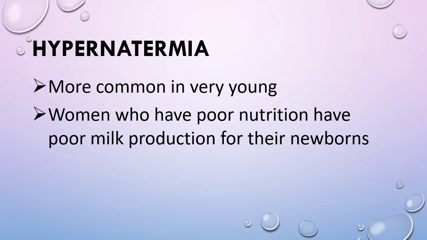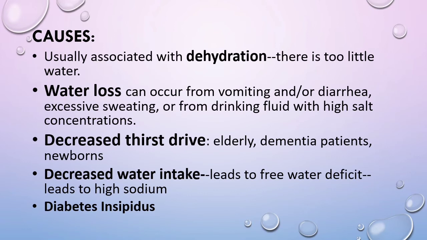So hypernatremia is more common in the very young, and in women who have poor nutrition and poor milk production for their newborns. The causes for hypernatremia include dehydration, wherein there is too little water, or water loss that can occur from vomiting or diarrhea, excessive sweating, or from drinking fluid with high salt concentration. It can also be caused by decreased thirst drive in the elderly, dementia patients, and newborns, and decreased water intake that leads to free water deficit and leads to high sodium.